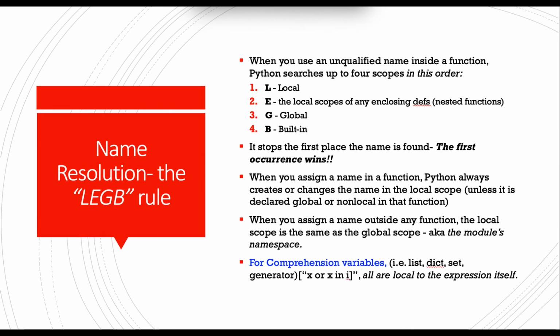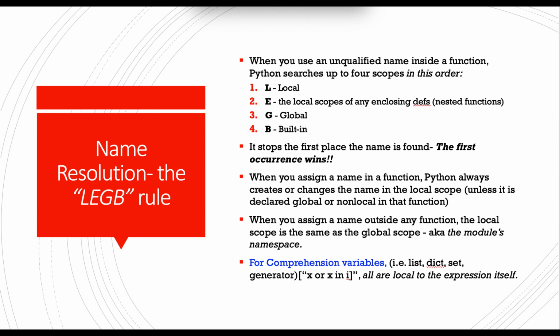Let's talk about the LEGB rule. When you use an unqualified name inside a function, that's one that you don't preface with, say, a class name or a module name, Python searches up to 4 scopes in this order. L is for local, E is for the enclosing or nested function, G is for global, and B is for built-in. It stops at the first place the name is found, so the first occurrence wins.